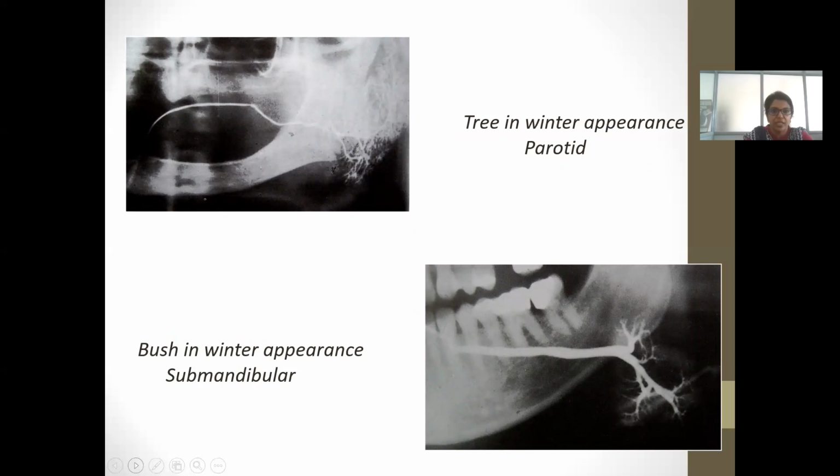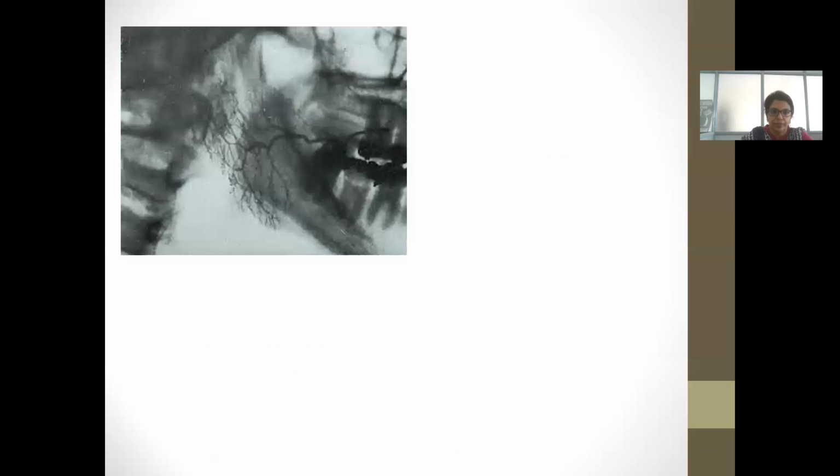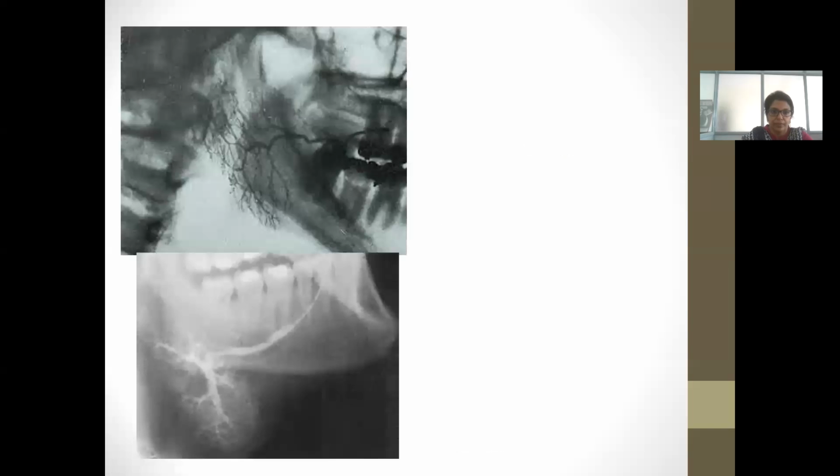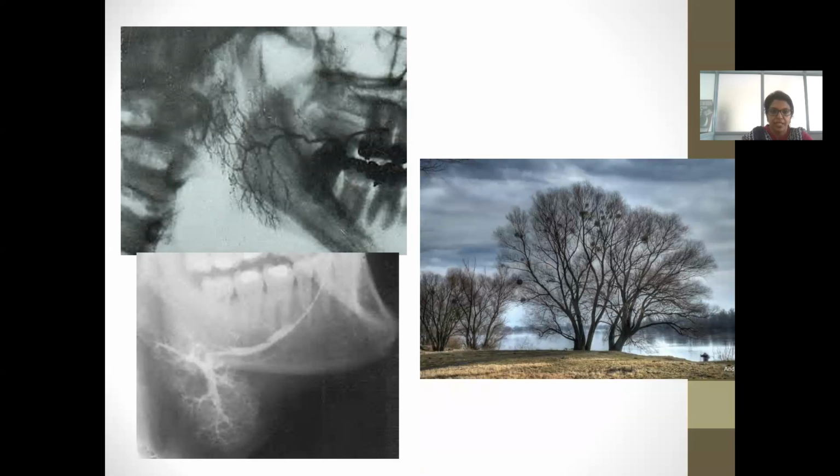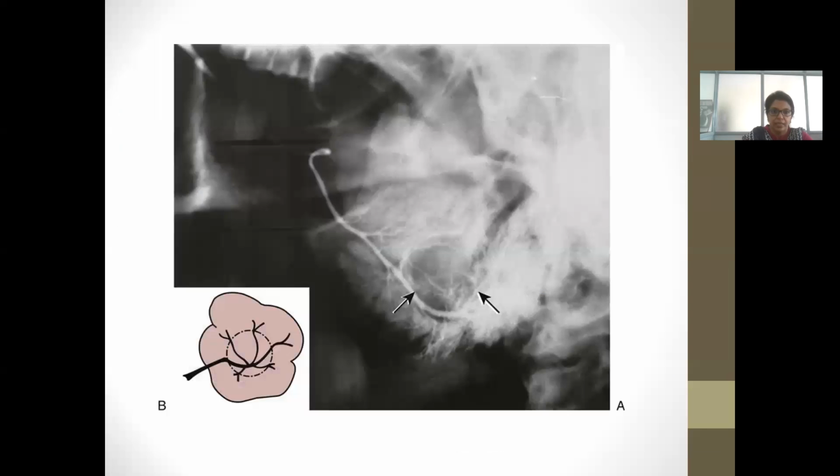These are the pictures showing the tree in winter appearance of the parotid gland, and the bush in winter appearance of the submandibular gland. So this is the tree in winter and bush in winter appearance. This is a submandibular gland, bush in winter appearance.